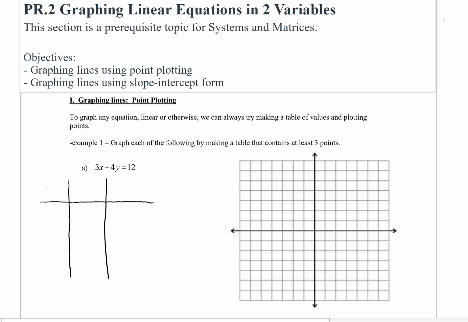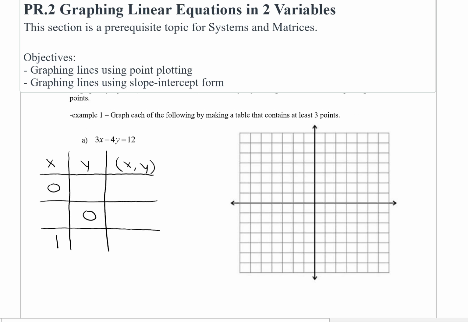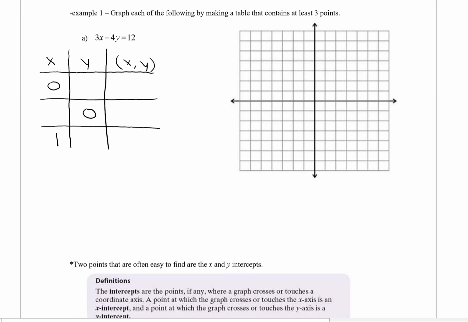So I've made a table of values here. It has 3 columns. Across the top, in the first spot for the first column, we have x, then we have y, then we have the ordered pair x comma y. I chose 0 for x, I chose 0 for y, and I also chose 1 for x. On the right-hand side, we have a coordinate plane. The x-axis goes from -7 to +7 by a scale of 1, and the y-axis goes from -7 to +7 by a scale of 1.